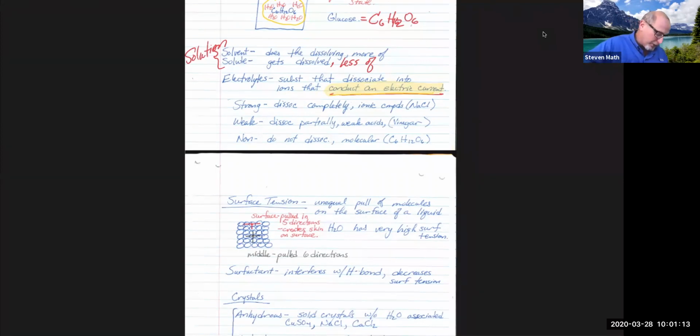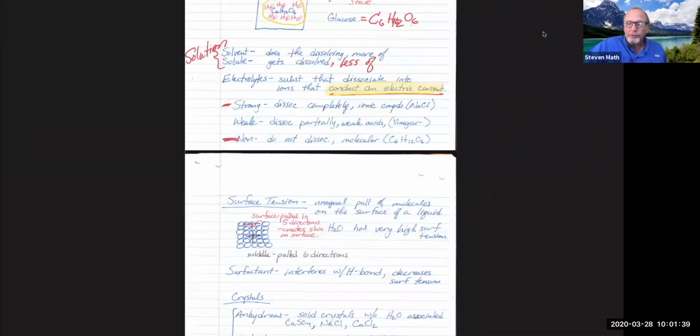partially, and that's why we have these terms down below here, where we have strong, weak, and non. And so what we have when we have a strong electrolyte is something that dissociates completely. It's very ionic. Sodium chloride was our poster child for that. Then we have things that are non-electrolytes. They don't dissociate at all. That's our glucose down here.